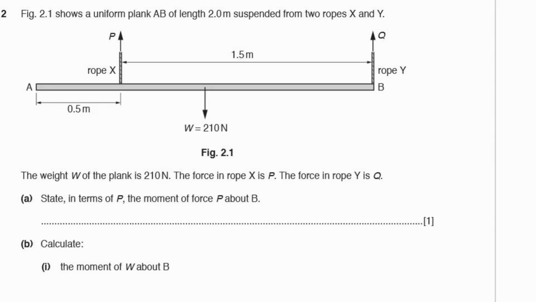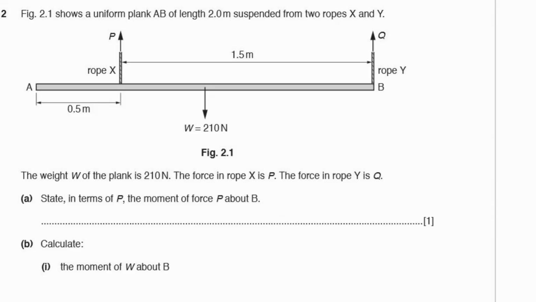Question 2. Figure 2.1 shows a uniform plank, AB, of length 2 meters suspended from 2 ropes, X and Y. The weight W of the plank is 210 newtons, and that's labelled on there. The force in rope X is P. The force in rope Y is Q. State in terms of P the moment of force P about B.